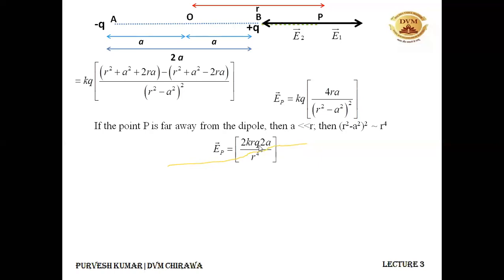I can write this Q into 2A as P, that is the electric dipole moment. This R gets cancelled out with this R, and in the denominator, I am left with R cube. So in the numerator you are left with 2K, and this Q into 2A I have written as P.